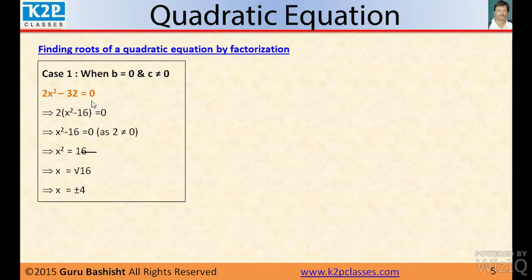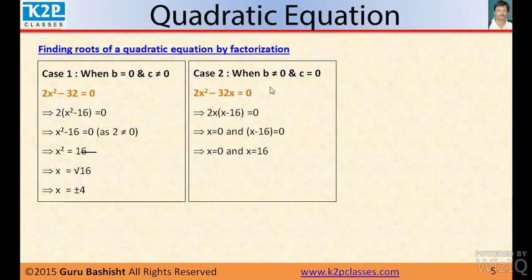2x square minus 32 equal to 0. Just take 2 common: 2 times x square minus 16 equal to 0. So either 2 will be 0 or x square minus 16 will be 0. 2 cannot be 0. So x square minus 16 equal to 0. So x square equal to 16, x equal to root 16. So x equal to plus minus 4.